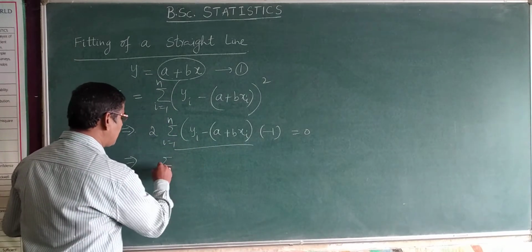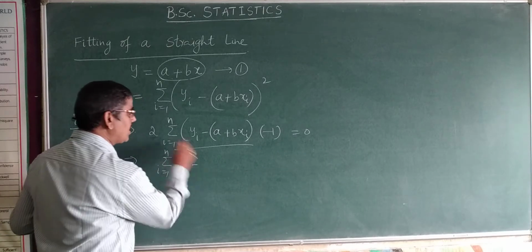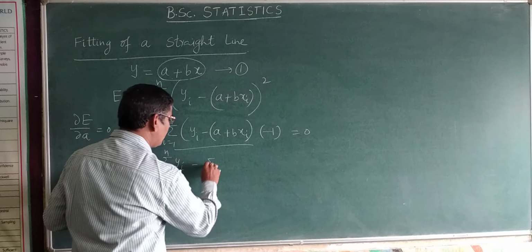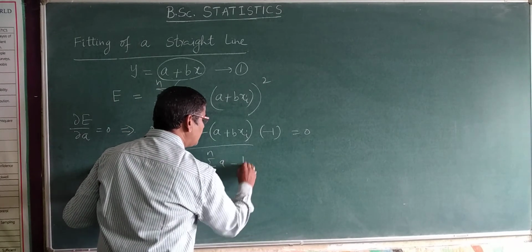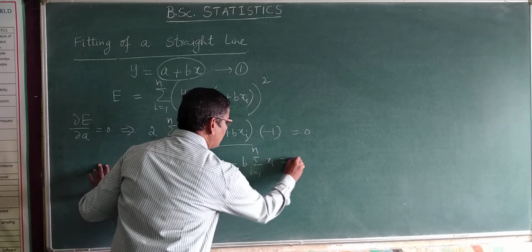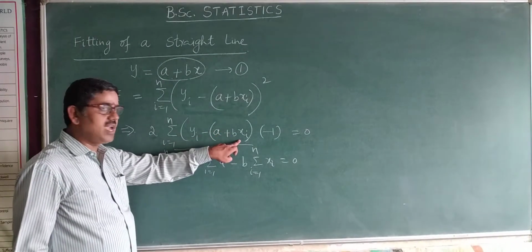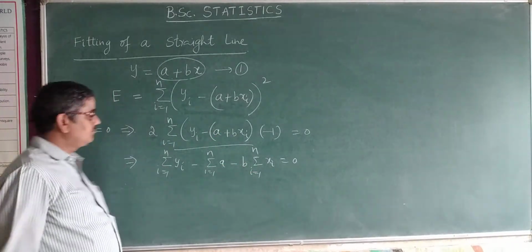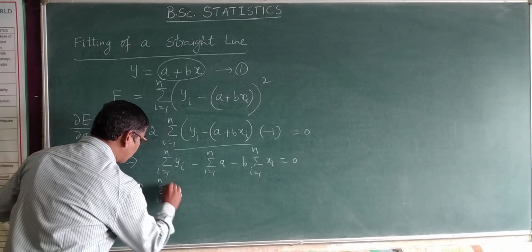This is therefore summation i equal to 1 to n of yi minus, I am taking summation a, summation i equal to 1 to n of a, minus b, a constant I am taking outside, summation i equal to 1 to n of xi equal to 0. b into summation xi, summation bxi, b into summation xi, right? So it's equivalent to a. This is summation i equal to 1 to n yi.